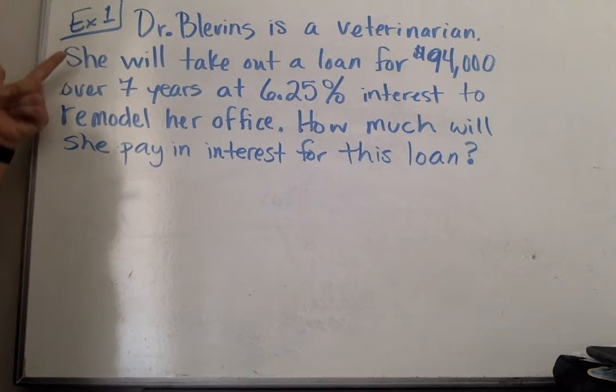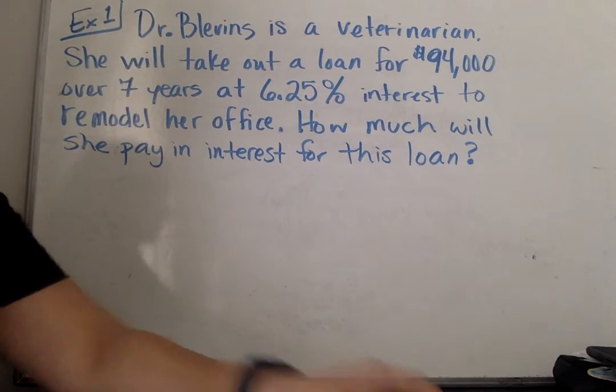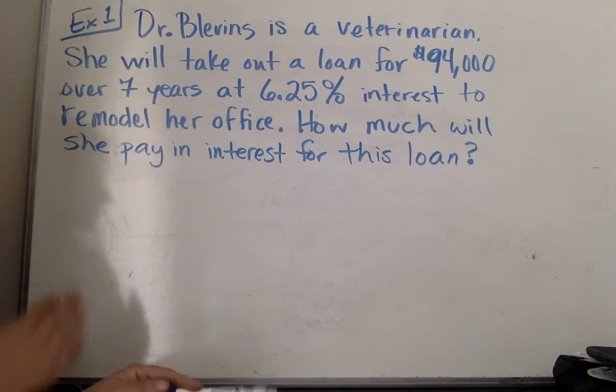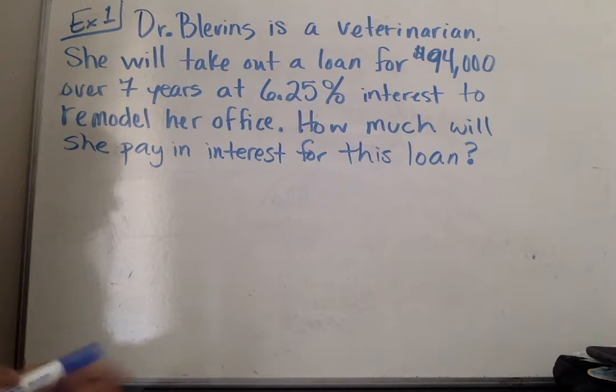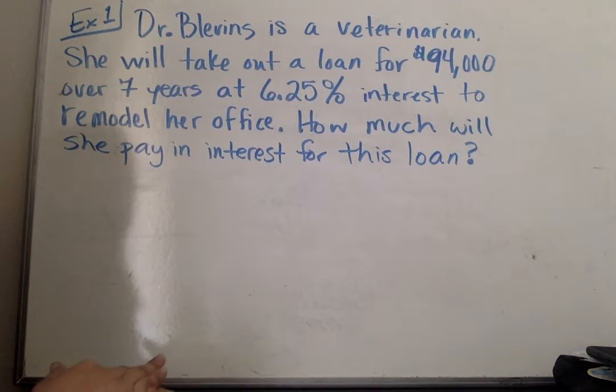Okay, Dr. Belvins is a veterinarian. She will take out a loan for $94,000 over 7 years at 6.25% interest to remodel her office. How much will she pay in interest for this loan? Okay, so please write this example down in your notebook. Go ahead and write that example down. Pause the video if you need to.